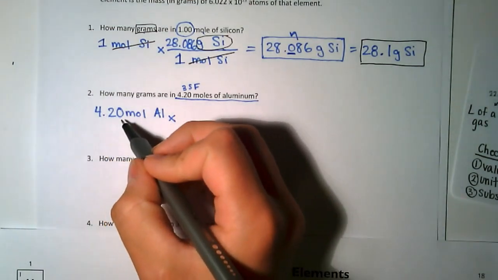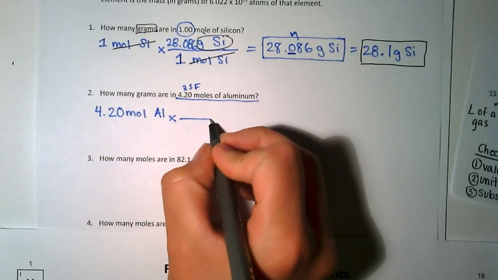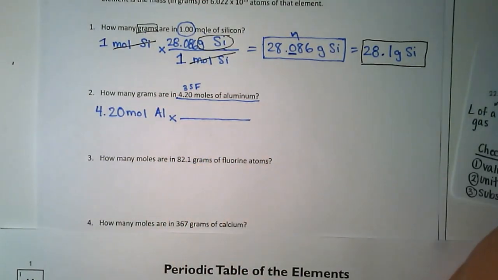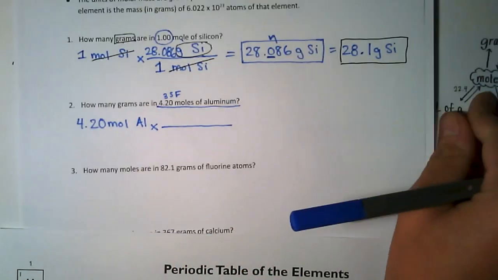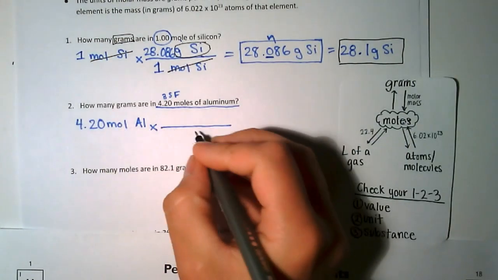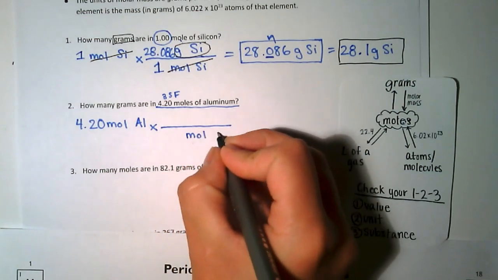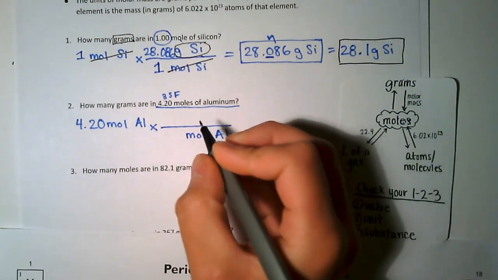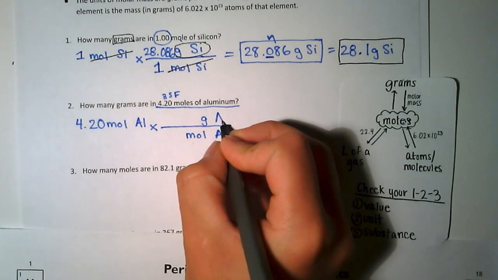Alright, so we have 4.20 moles of aluminum multiplied by a conversion factor. We know we just need one conversion factor to get from moles up to grams. We need our moles of aluminum to go on bottom. Moles of aluminum we want to cancel, and we want to get into grams of aluminum.